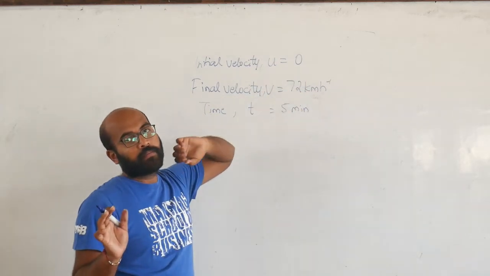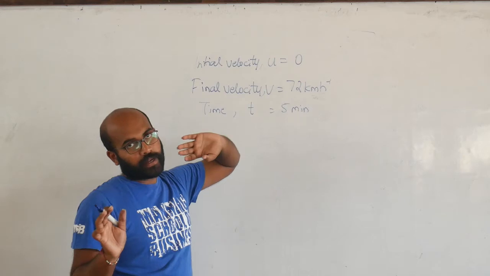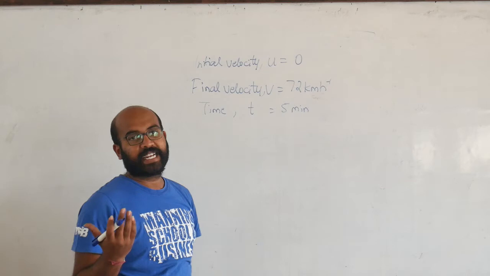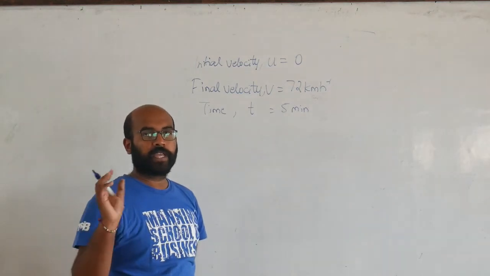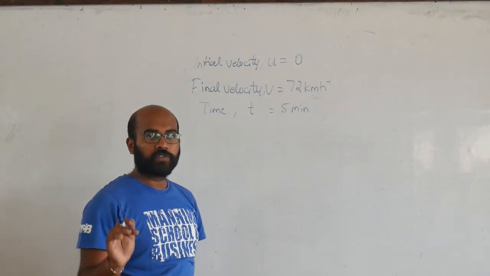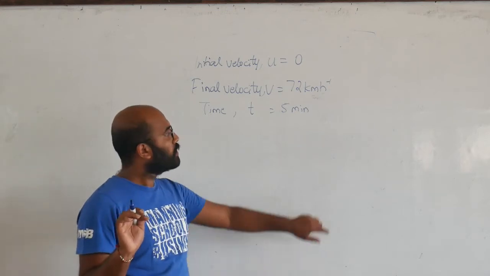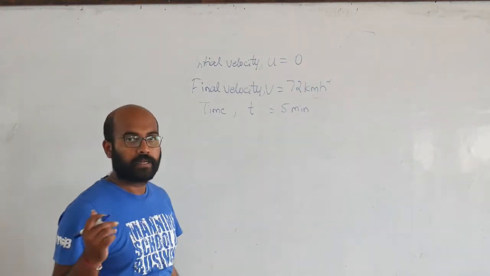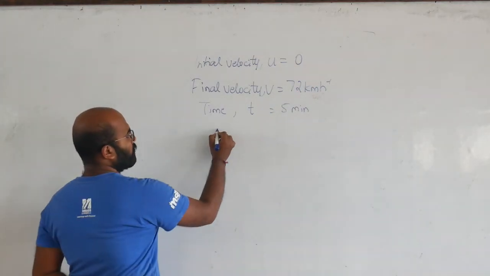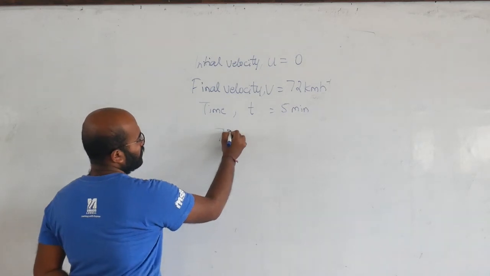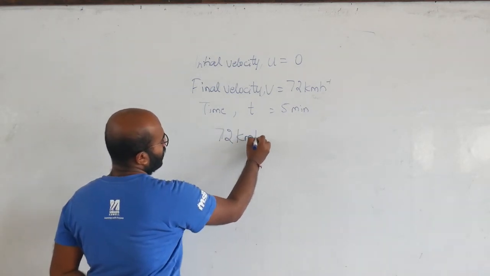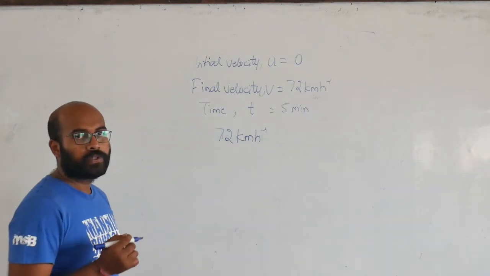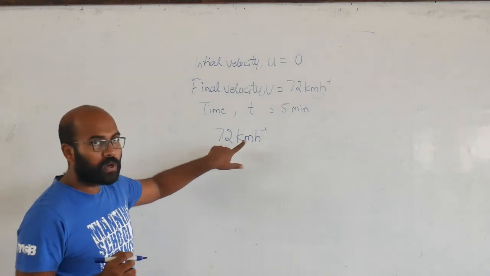The best and most correct way to do this is to convert hour to seconds. In some problems you have to keep hour as it is, but in most problems try to convert hour to seconds and kilometer to meter. So if you want to convert 72 kilometer per hour to meter per second, here is what you need to do.